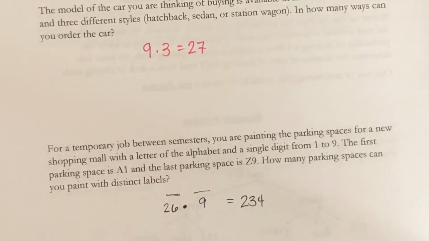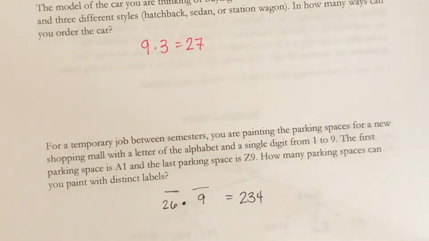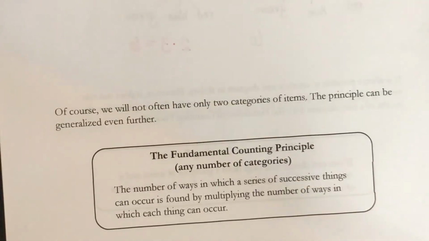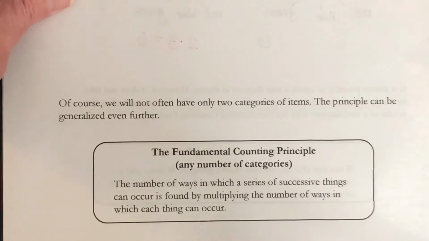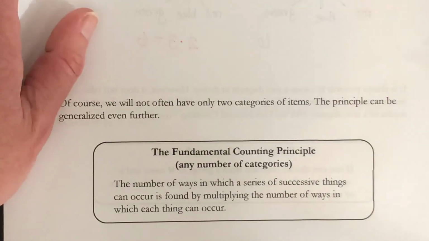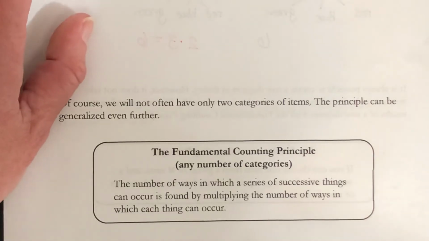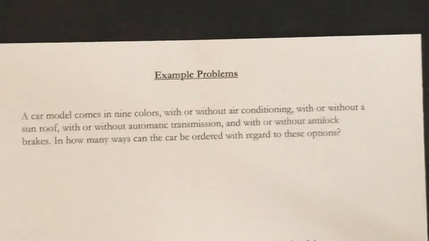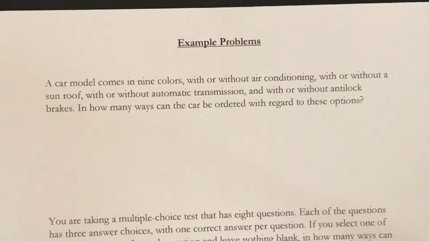Here and the one before, we've only had 2 categories that we were dealing with. But we're often going to have a lot more than 2 categories. The principle can be generalized even further, and basically you just keep multiplying. So if you had 9 choices for the first category, 2 choices for the second, 3 categories for the third, you would just multiply 9 times 2 times 3, and you just keep going on and on and on.